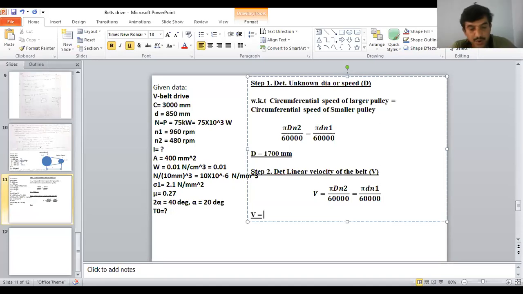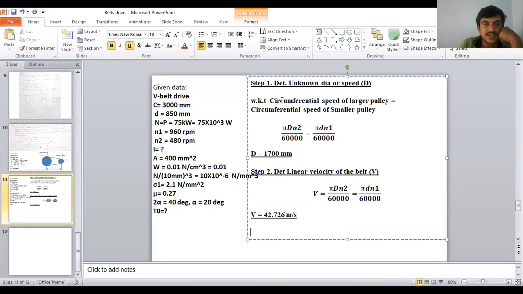42.726 meter per second, right? Yes, I hope all of you get the same value. If you get a different value, please check the formula, then substitution, then calculation, then check your answer. Yes. Next, what is step number 3?